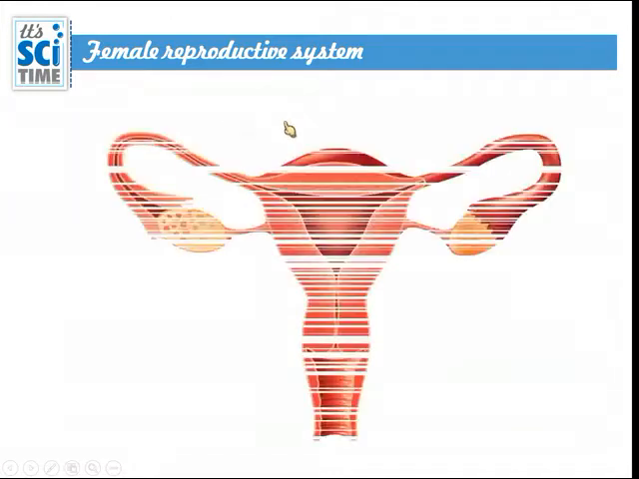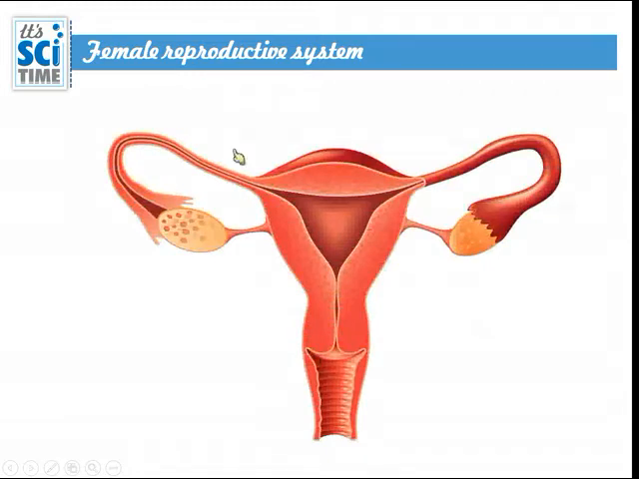And here's the basic plan of the female reproductive system. You can see a picture here, and this is a very clear diagram. We can understand the parts. First of all, let's learn the parts that belong to the female reproductive system. I will start from this point here.